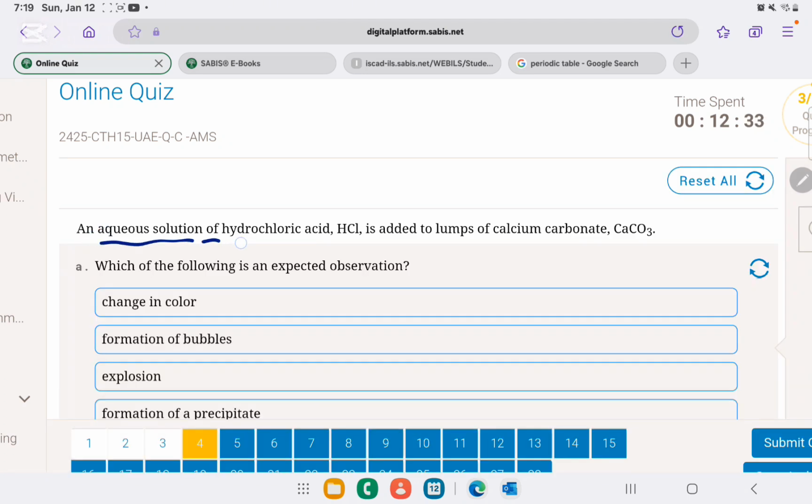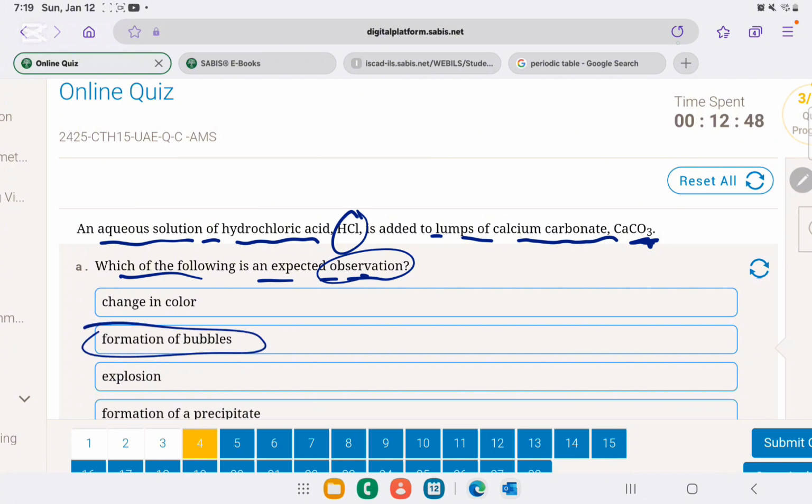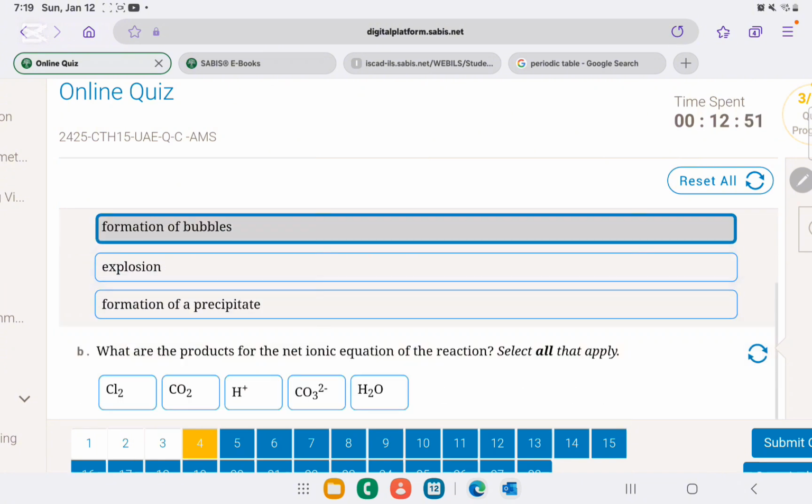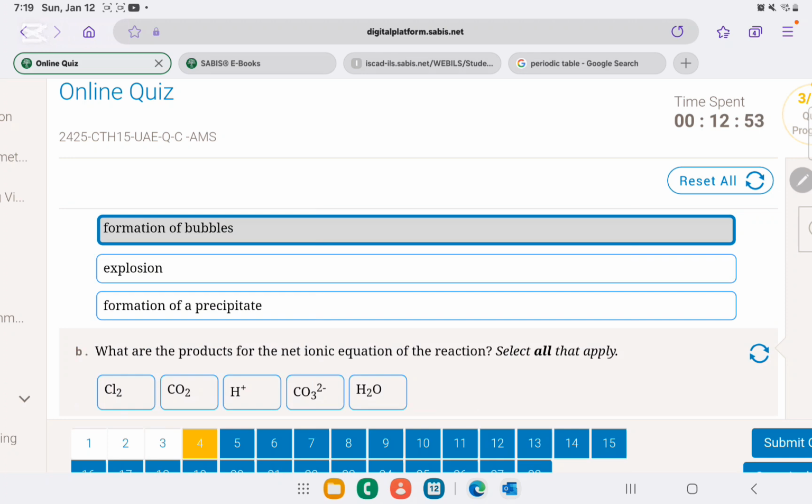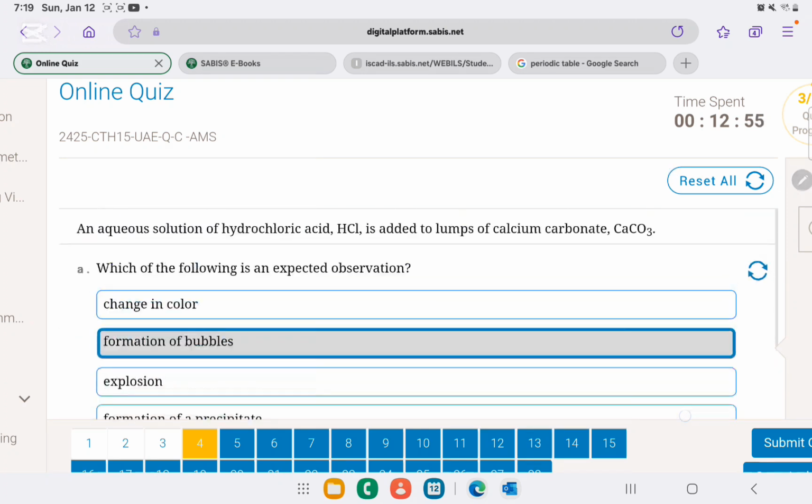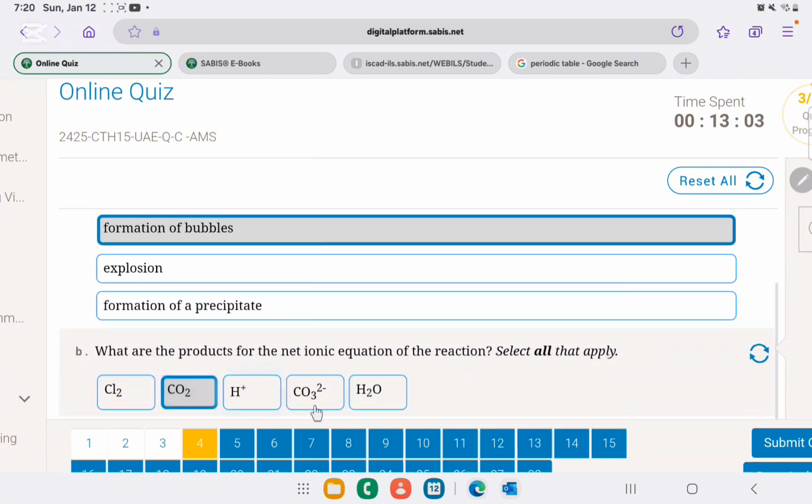And here an aqueous solution of HCl is added to lumps of CaCO3. What is the expected observation? We know when CO3 reacts with an acid, it forms CO2, which is a gas, so there's going to be bubbles of gas. And then for the products of the net ionic equation, we know when we have acid plus metal carbonate, it forms H2O and CO2, right? So that's the answer. CO2 and H2O.